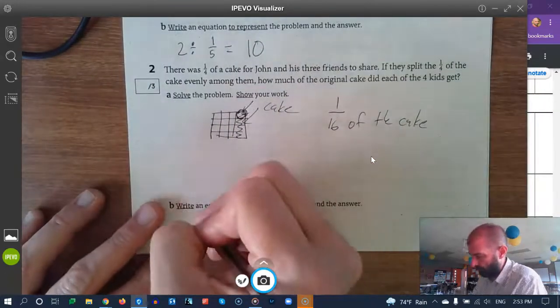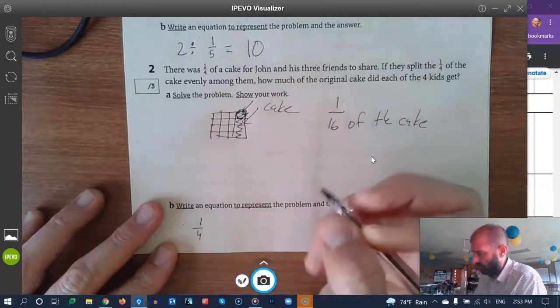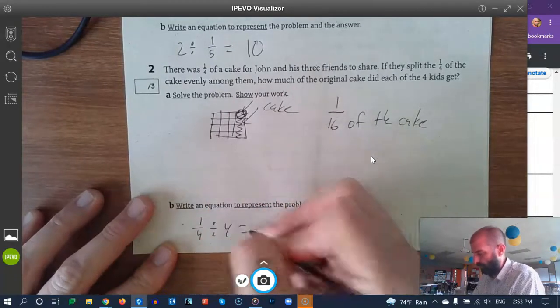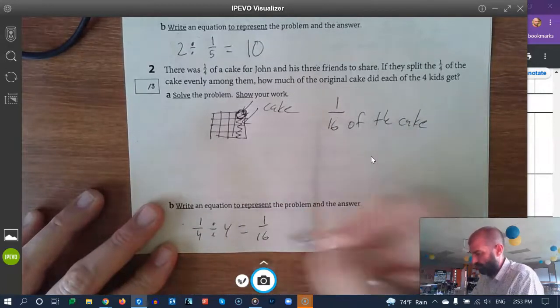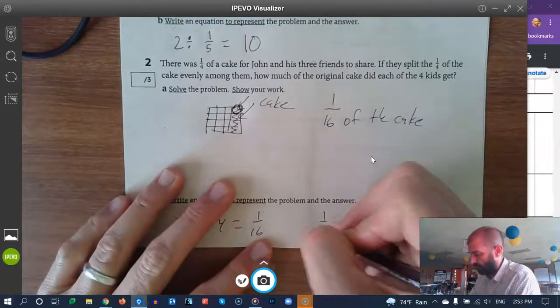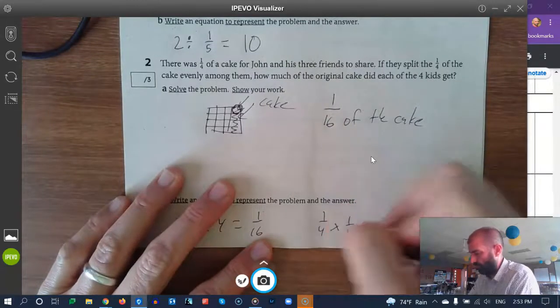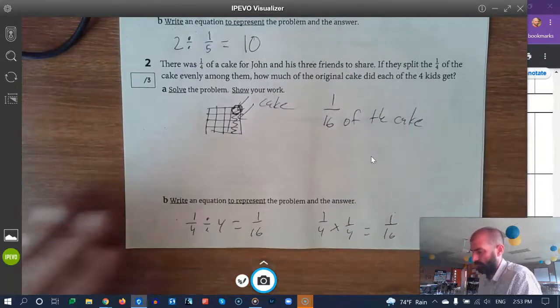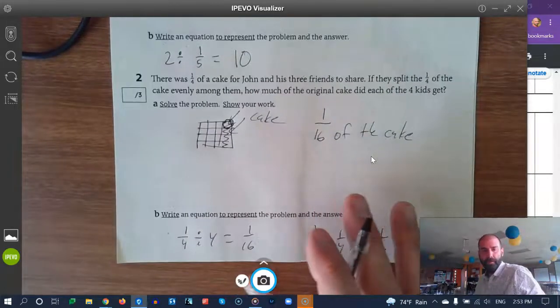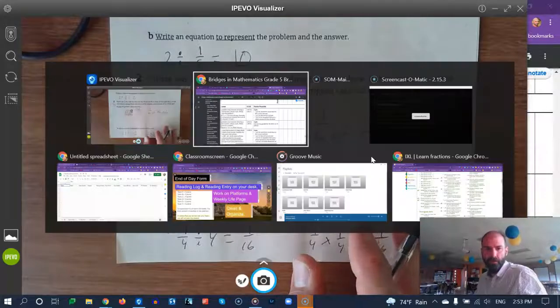That is 1/4. Oh, wait, no, sorry. Yeah, divided by 4 equals 1/16. I guess another way you could think of this is you could think of it as 1/4 of 1/4, and that also equals 1/16. Either way. All right, cool.